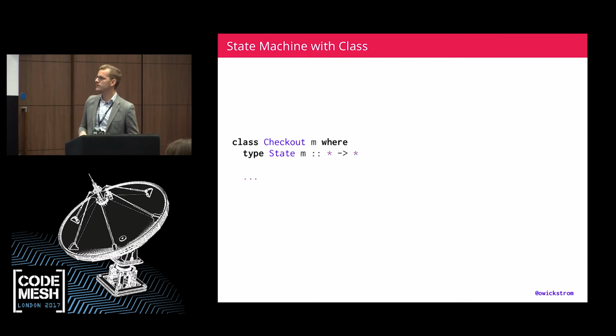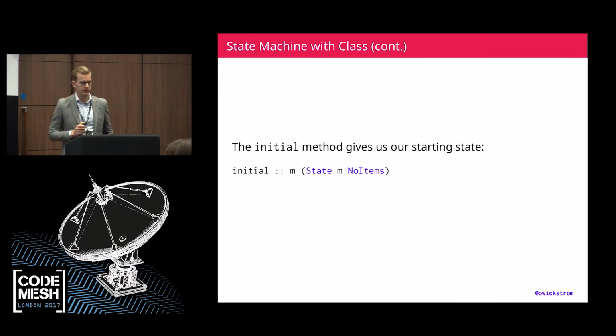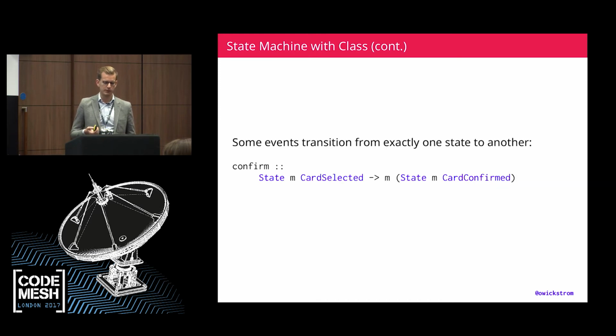Now let's look at some of these methods in the checkout class. Initial gives us just a starting state. It doesn't do anything more than that. Here we see this associated type being used. It's parameterized by one of these empty types that we have for states. In this case, it's no items. Some events are very simple. They transition from exactly one state to another. So confirm goes from card selected to card confirmed.